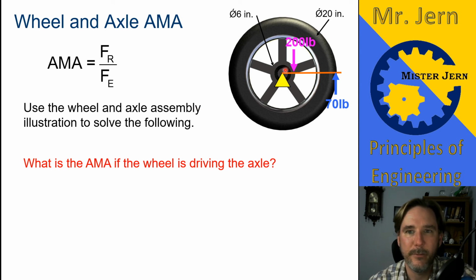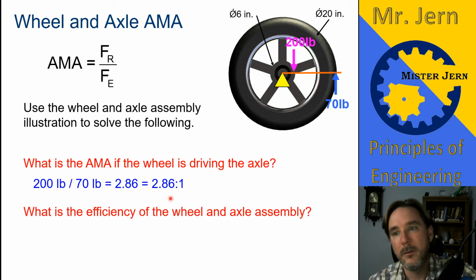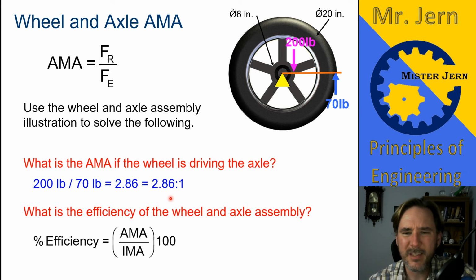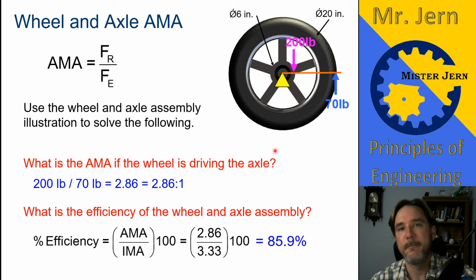Well, the AMA is just the force resistance divided by the force of effort. So 200 pounds divided by 70 pounds, the pounds cancels out, and you're left with this ratio here, 2.86 to 1. What's the efficiency of the wheel and axle assembly? Well, you gotta go back a little bit, and remember, efficiency is just the AMA divided by the IMA. So our AMA, 2.86, divided by the IMA from the previous slide, multiply that by 100. And so you get an 85.9% efficiency.